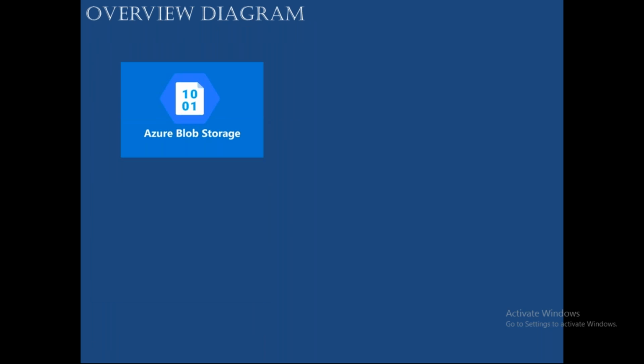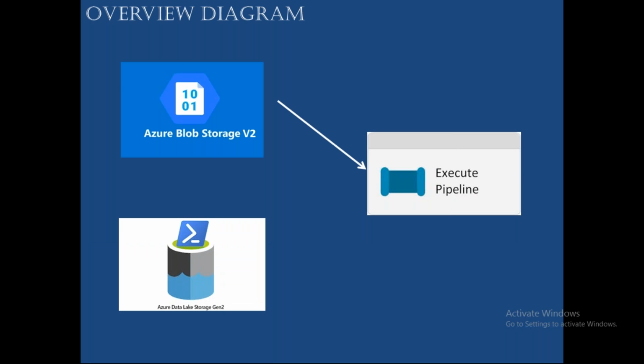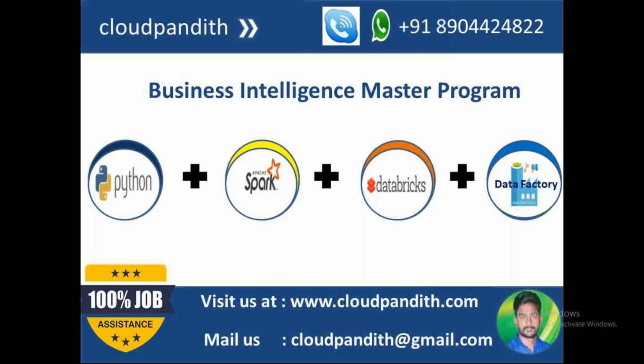Next, the overview diagram. Whenever I upload a new file into my blob storage V2, it should run a pipeline. In the same way, whenever I upload a file into Azure Data Lake Storage Gen 2, it should run a pipeline. So this is our overview diagram. That's all with respect to the slides.